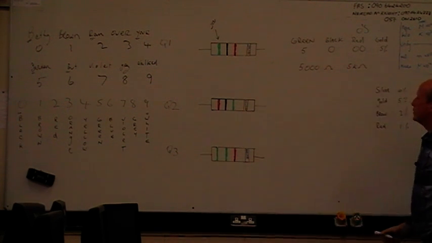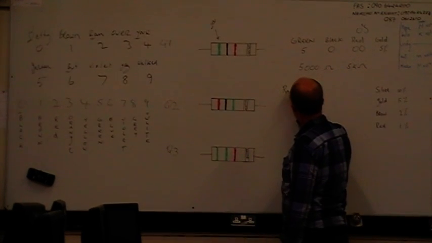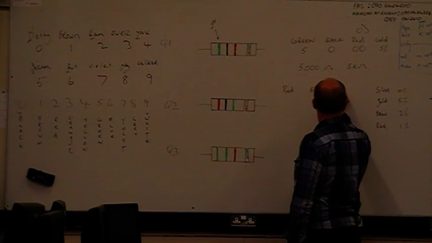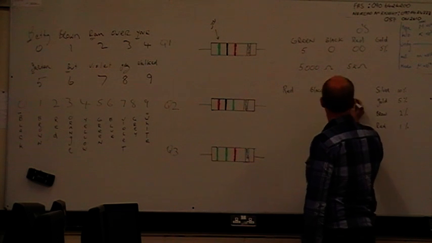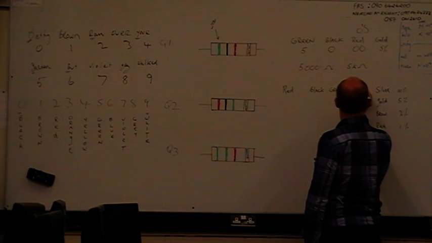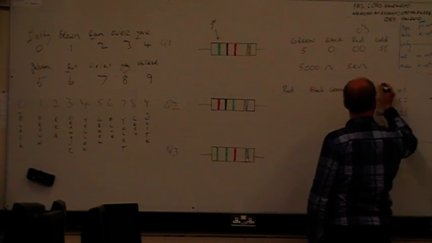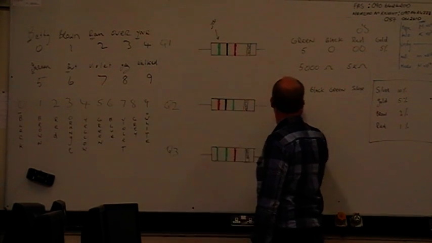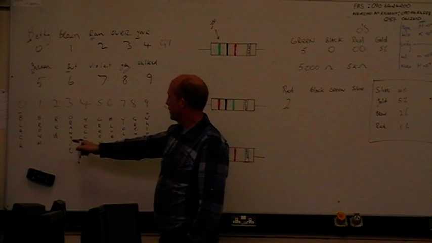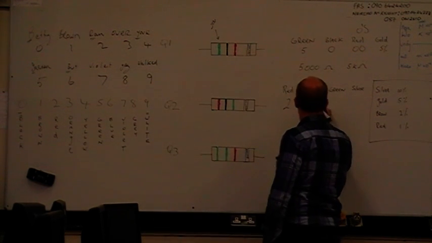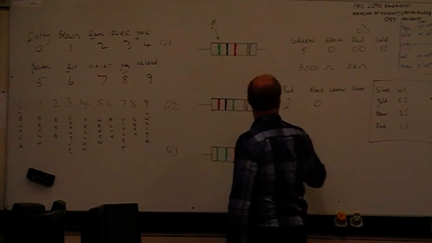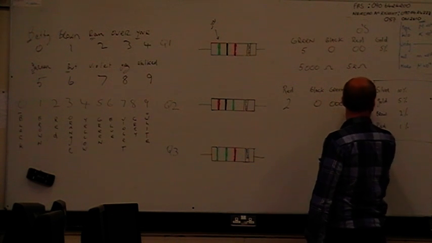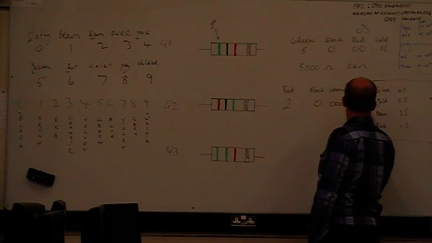That's the first one. Now the second one, which is red, black, green, and silver. Red gives us 2, black gives us 0, and green gives us 5, so we have 5 zeros: 1, 2, 3, 4, 5 zeros. And silver gives us 10% tolerance.